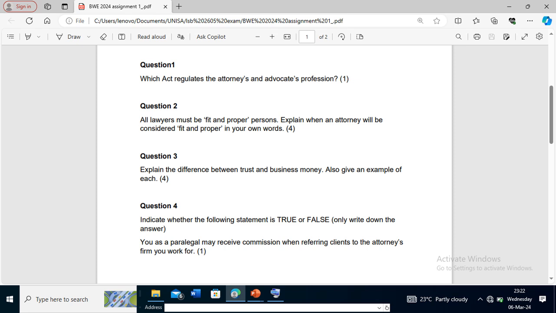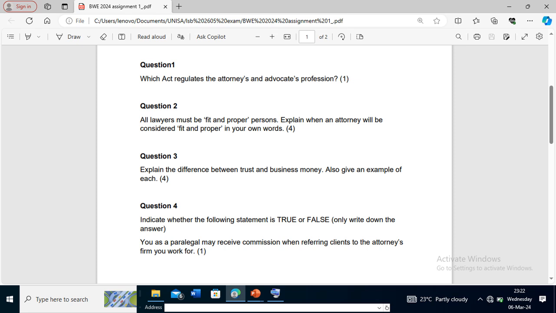Question 4. Indicate whether the following statement is true or false. Only write down the answer. You as a paralegal may receive commission when referring clients to the attorney's firm you work for. And then the answer to this one is false.